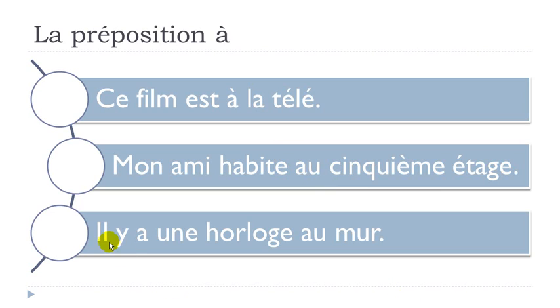Third example, il y a une horloge, okay, a clock, au mur, okay, so same thing here, le mur, the wall, okay, but then we combine à and le and it becomes au, okay, au mur. Il y a une horloge au mur. So let's read them one more time. Ce film est à la télé. Mon ami habite au 5e étage. Il y a une horloge au mur.